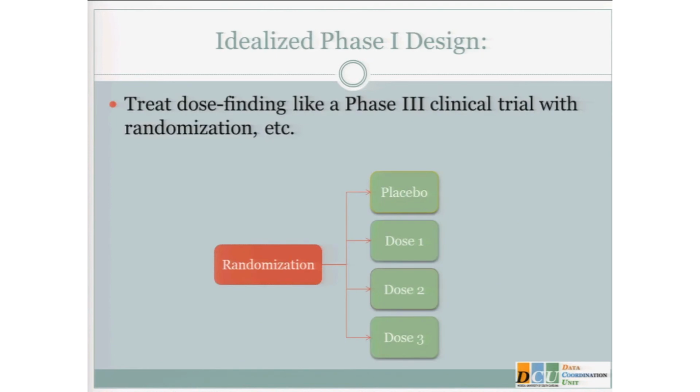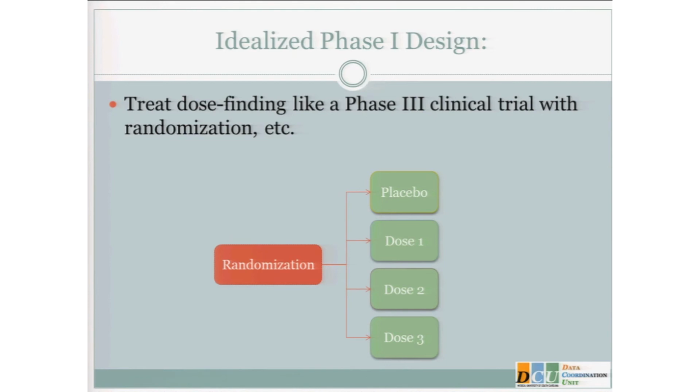So why does that have to be so complicated? We all understand the concept behind a randomized controlled trial, right? It's the gold standard in establishing that there is a difference between interventions. So why can't we use that methodology in a phase 1 design? Well, the answer is, in some cases maybe you can, but in many cases you can't. And the reason is because of ethics.